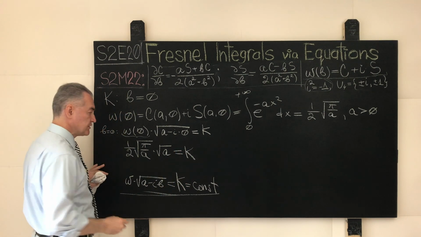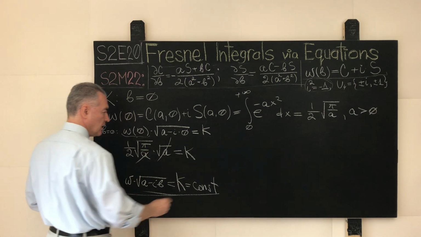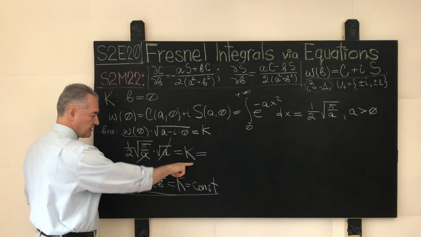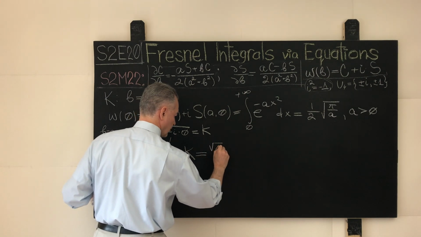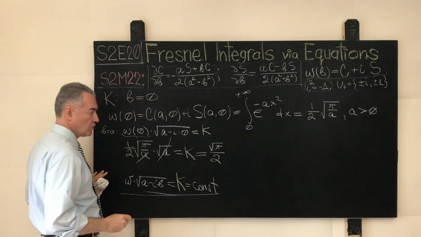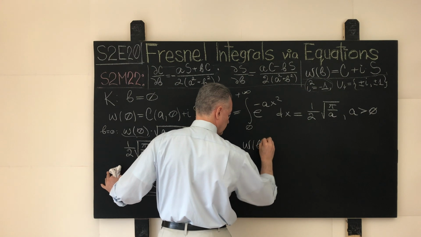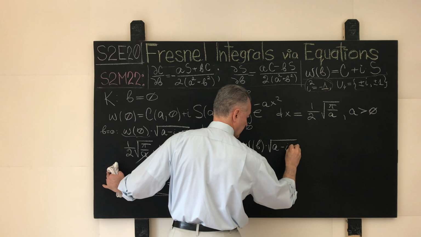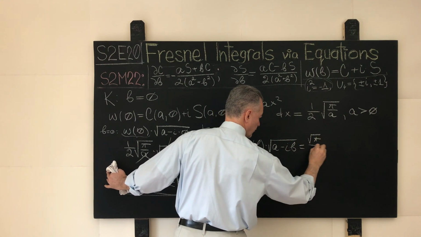And what do we witness? Square root of a, square root of a cancel each other out. And what do we have? Now we know the name of the real number that is a constant in this expression. That is square root of pi over 2. Game over. Now we know, let me write it down over here, w of b times square root of a minus i times b is equal to square root of pi over 2.